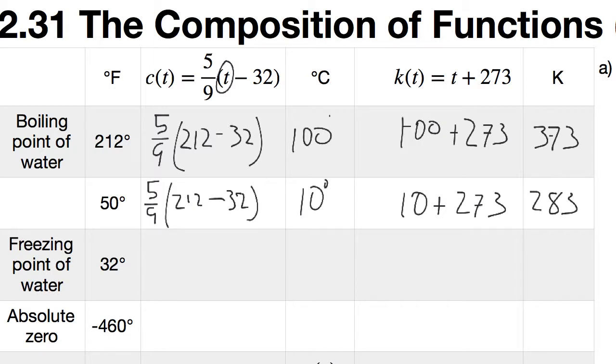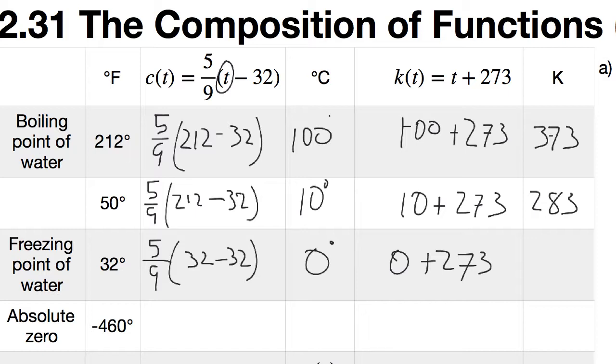And even with the freezing point of water, you can apply the same process. 32 degrees minus 32 degrees is 0. 5/9 times 0 is 0, so 0 degrees Celsius. And if you take 0 plus 273, you get 273 Kelvin.